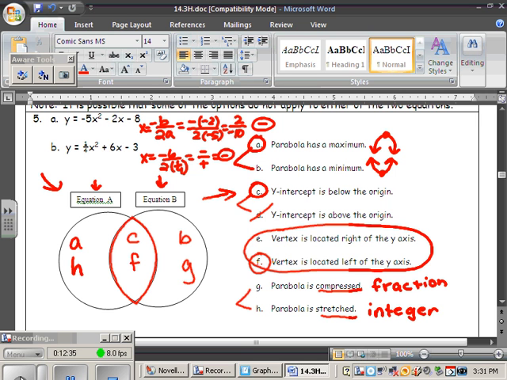Okay, so just to recap real quick, remember the a's, so the -5 and the 1/4: if they're negative, it opens downward. If it's positive, it opens upward, the parabola. If it's an integer, it's going to be vertically stretched, which means skinnier. If it's a fraction, it's going to be wider.